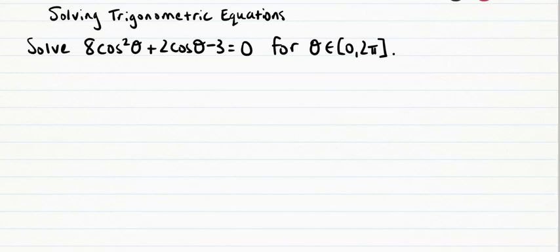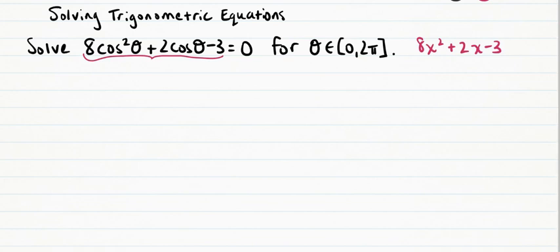Now the first thing we notice here is that this expression on the left-hand side of this equation, where the other side is 0, looks very much like a quadratic expression. The difference is that we have a cosine theta in place of where we might have just a single variable like x or y. So I'm just going to write down another expression that's similar to this one: 8x squared plus 2x minus 3. So instead of cosine theta, there's an x, and instead of a cosine squared theta, there's an x squared.